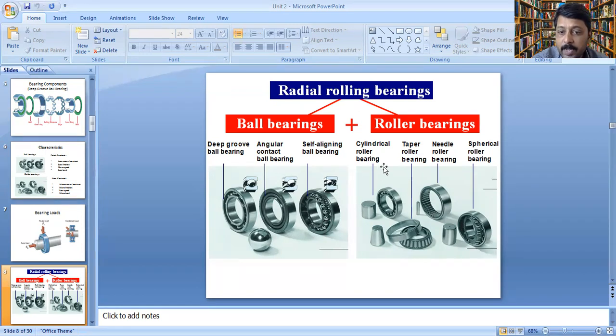Then the roller bearings of different types that we have discussed. The cylindrical type is one, where cylindrical rollers are used in this part instead of balls. Then there is the taper one that we have seen, where taper type rollers are used. Now this is just a representation, because the taper or cylindrical rollers are of very small size here. These components are just kept there to show you how this looks. And this one is a spherical roller bearing. These are the different types of roller bearings and ball bearings.